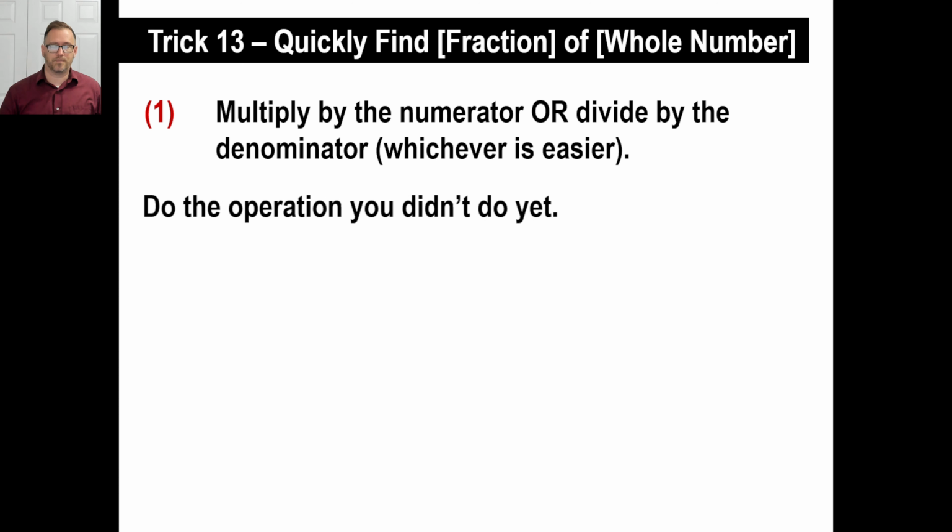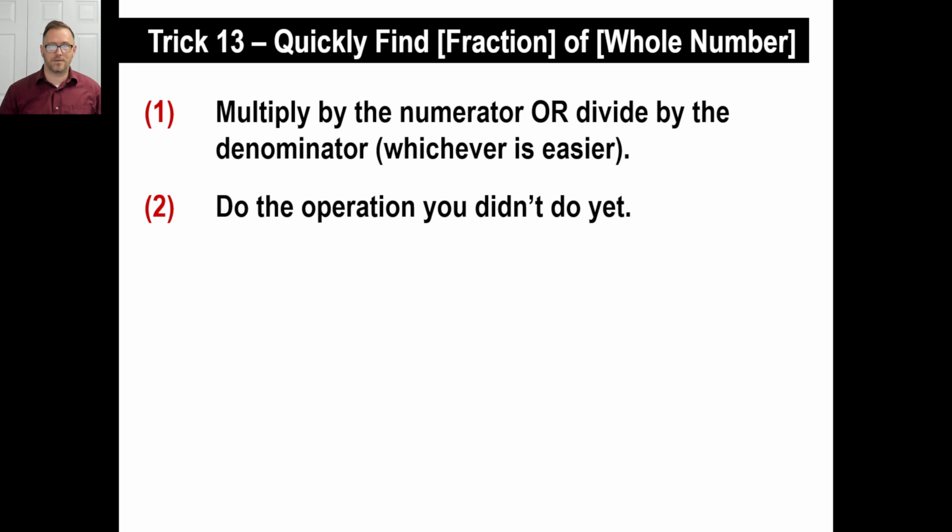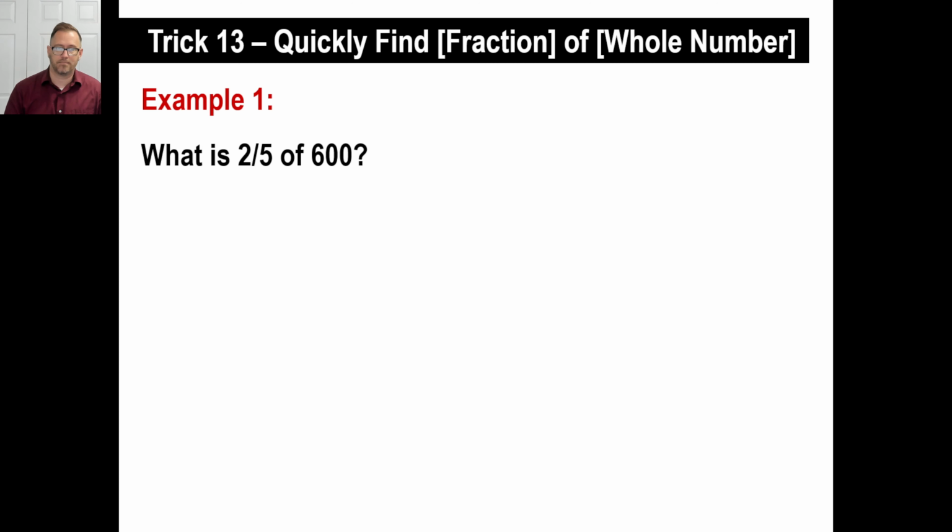All right, number 2, do the operation that you didn't do yet. In other words, if you started multiplying, you're finished, go ahead and divide by the denominator. If you started dividing with the denominator, multiply by the numerator when you're finished. That's it. Okay, that's it.